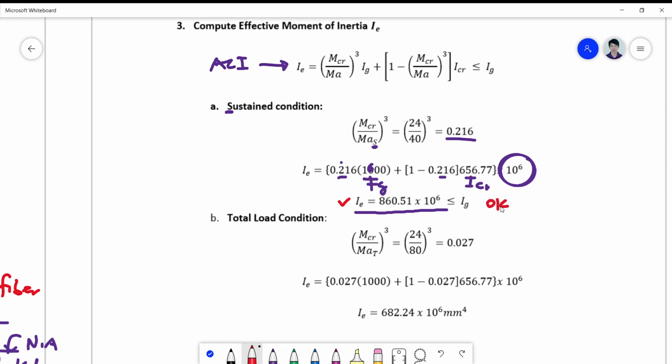Okay, for the total load condition, what will change here is the ratio MCR over MAT. No longer be MAS. So you divide 24 over 80 now, so you get 0.027. So everything is the same except this one. So again, this is 1600. So you get 682.24 times 10 to the 6.